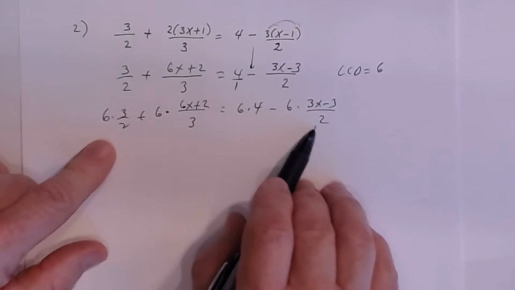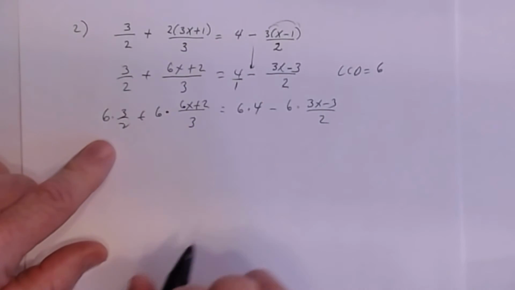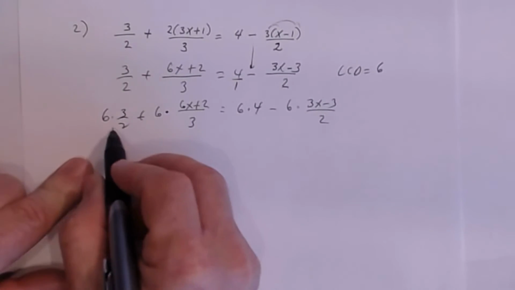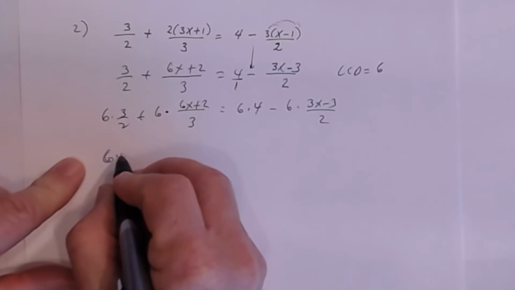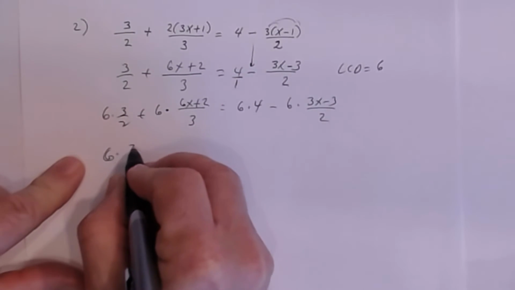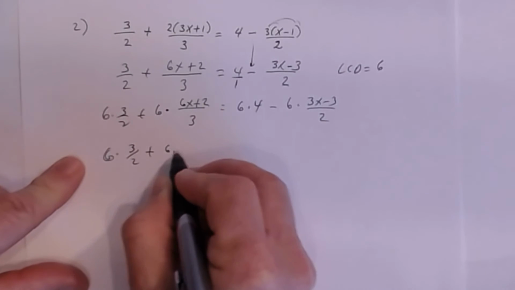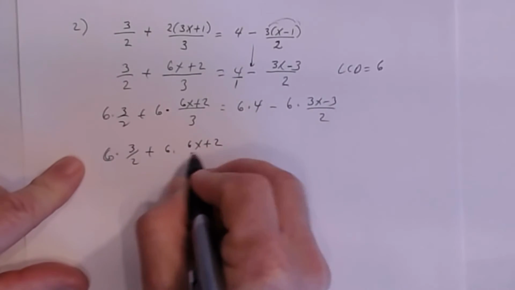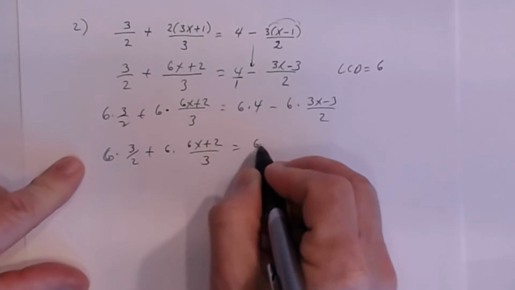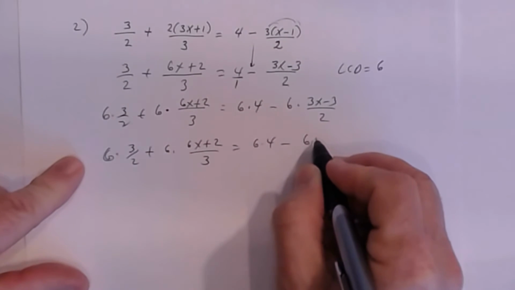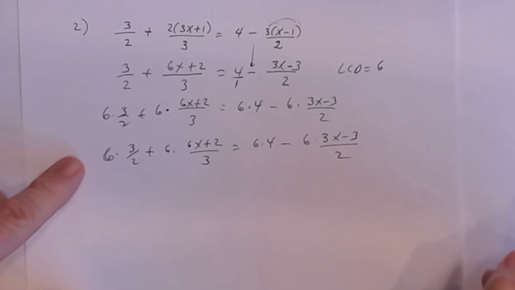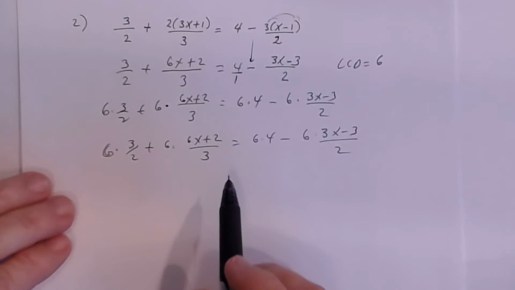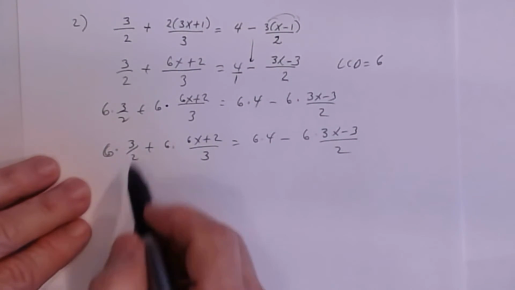This denominator will end up being a factor of 1. And it does. So let me go ahead and rewrite this over so I'm not writing over there. So I'm just rewriting this step right here. 6 times 3 halves plus 6 times (6x plus 2) divided by 3 equals 6 times 4 minus 6 times (3x minus 3) divided by 2. All right. And so now what we have is, let's go ahead and reduce.